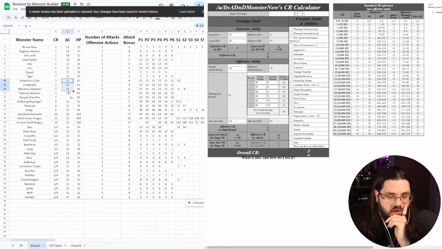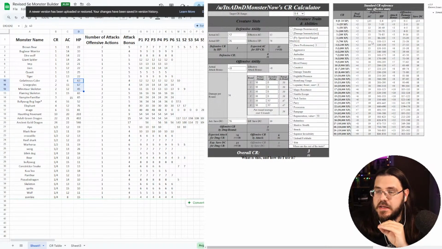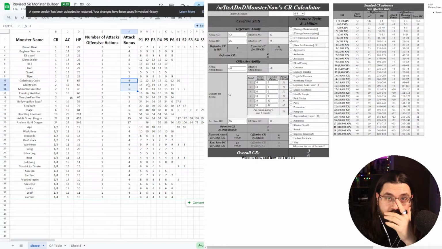So CR2, we've got an incredibly small sample size, which is really skewed by the gelatinous cube. So I don't think the AC is really going to be a lot to draw from for CR2. But the HP, again, much lower. And then their attack bonus, weirdly, lower than CR1. Bugbear Warrior HP is very high with lower damage, but Dire Wolf lower HP with low damage output.